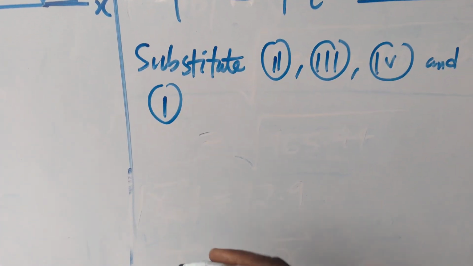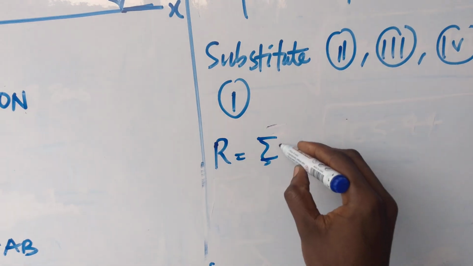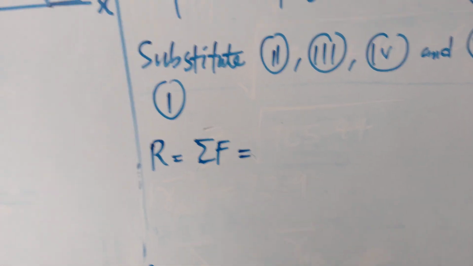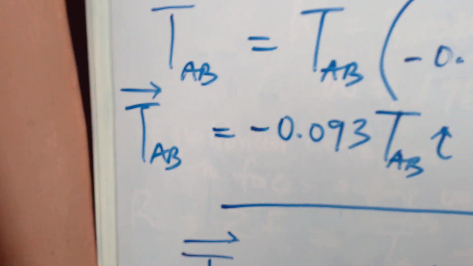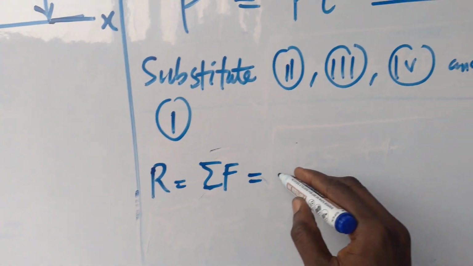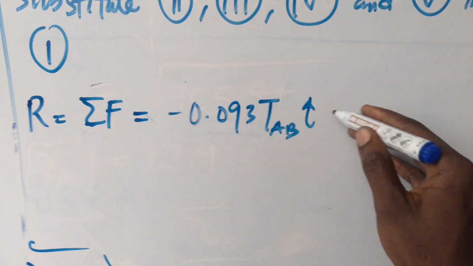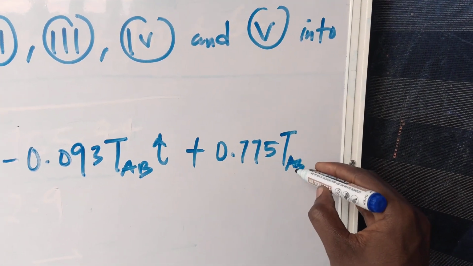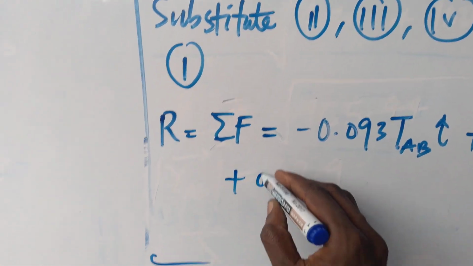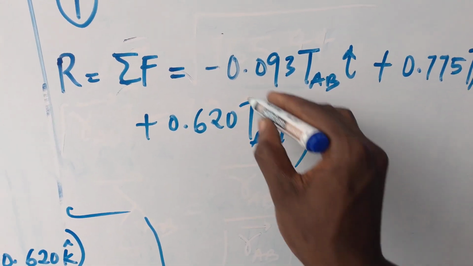So equation 1 then changes to, my resultant force, sigma F, will then be equal to, first, equation 2. I'll substitute that into the equation, and I'll have minus 0.093 TAB I plus 0.775 TAB J plus 0.620 TAB K. Okay, so I have this.